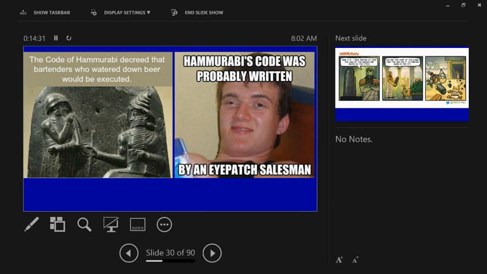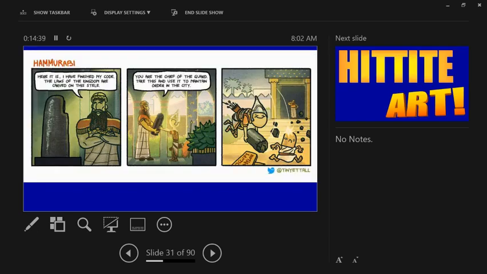That one on the left is one of my favorites. Decree that bartenders who water down beers shall be executed. That's funny. All right. And in this cartoon, he says, I finished my code. The laws of the kingdom are carved in the stele. You are the chief guard and use this to maintain the order in the city. And so he uses it to just hit people over the head.